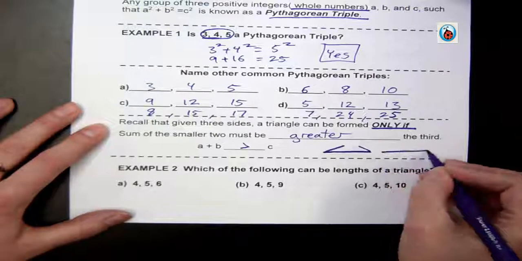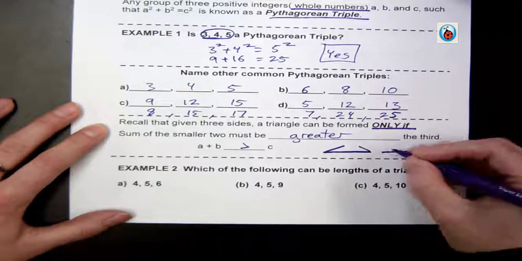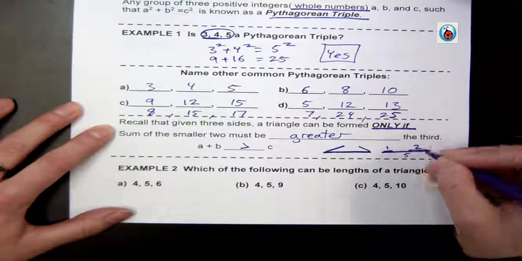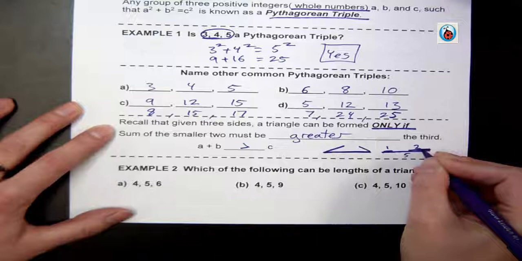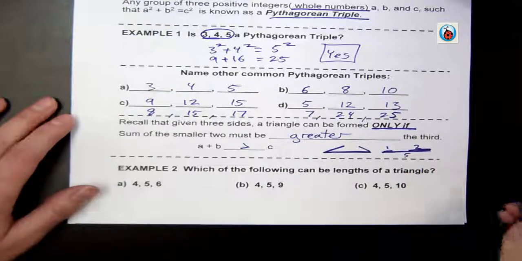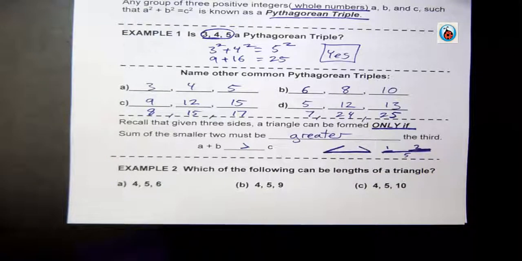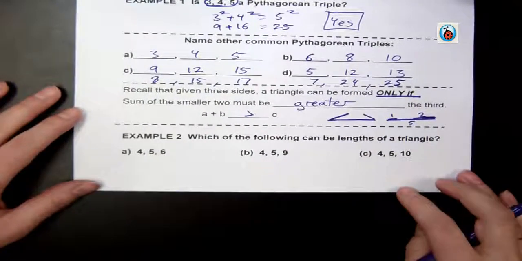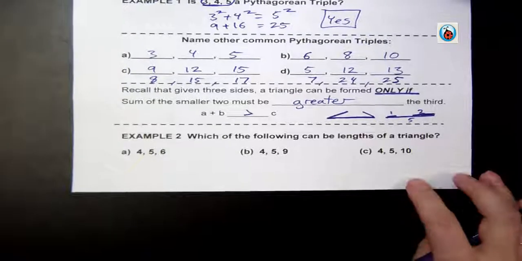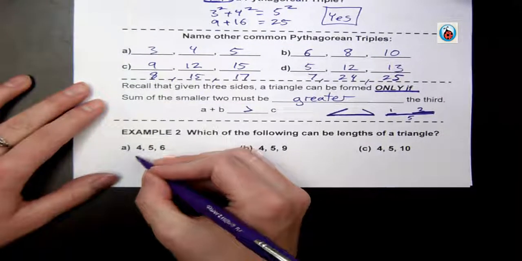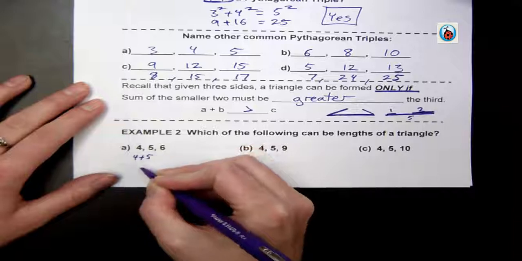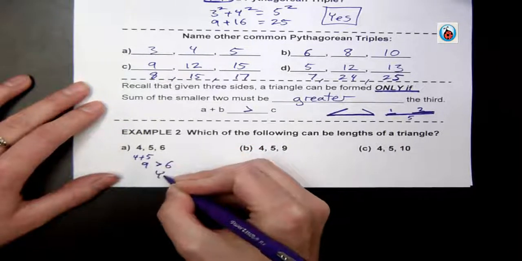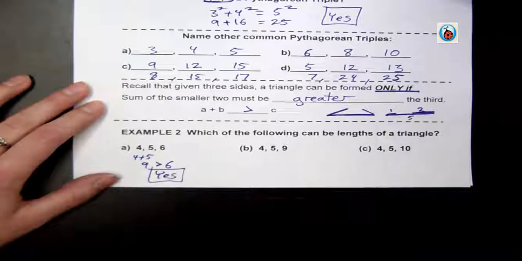If I have like a 5 and a 1 and a 2, they don't meet in the middle. They would just collapse and have space in between. And so we have to have the sides sum to greater than the third to make the triangle. And so our first step is to just check out 4, 5, and 6. So 4 plus 5 equals 9. Is 9 greater than 6? Yes. So yes, a triangle can be formed.